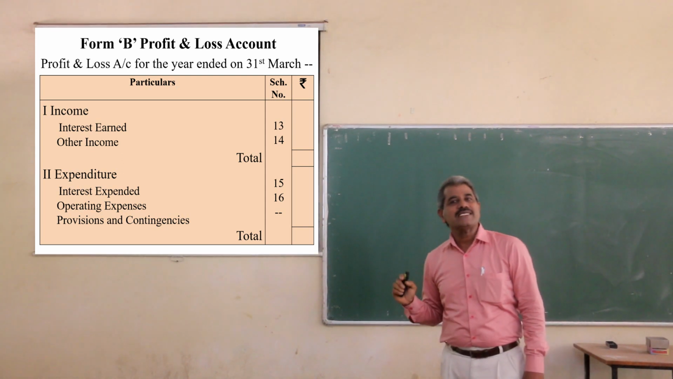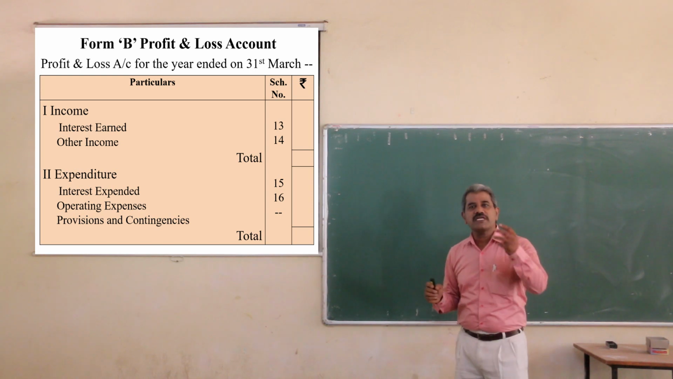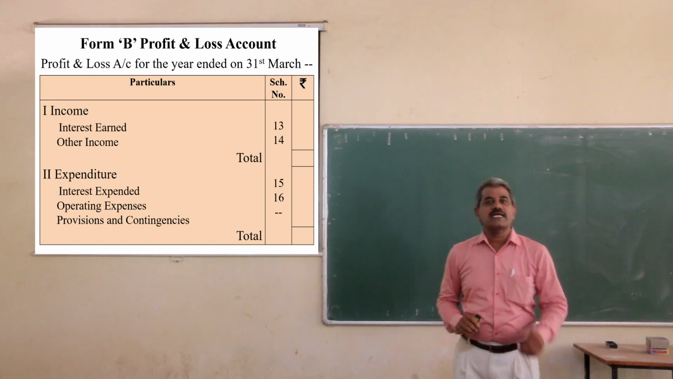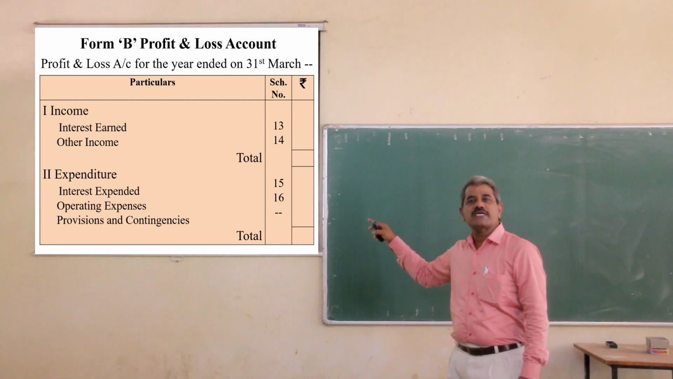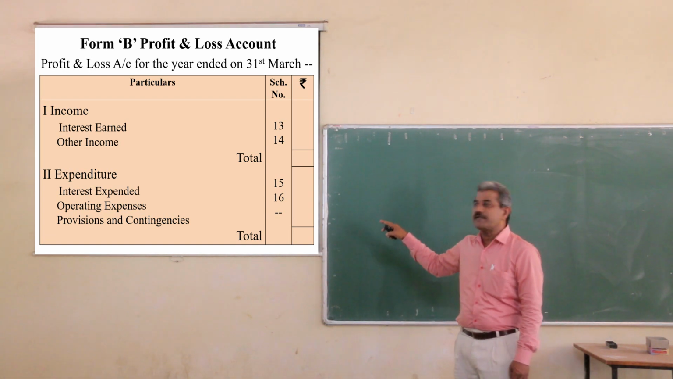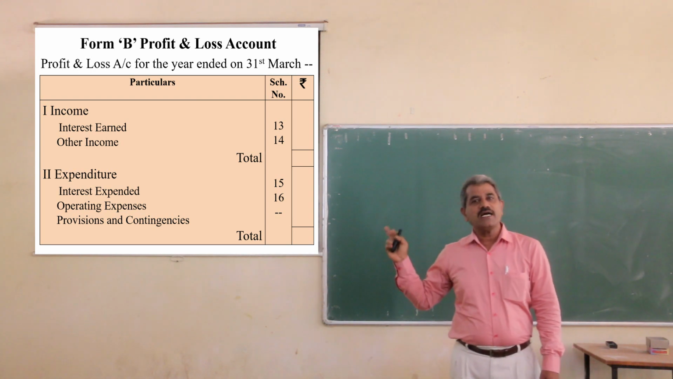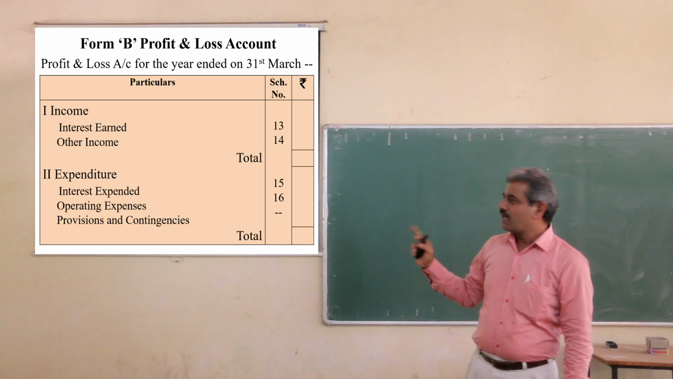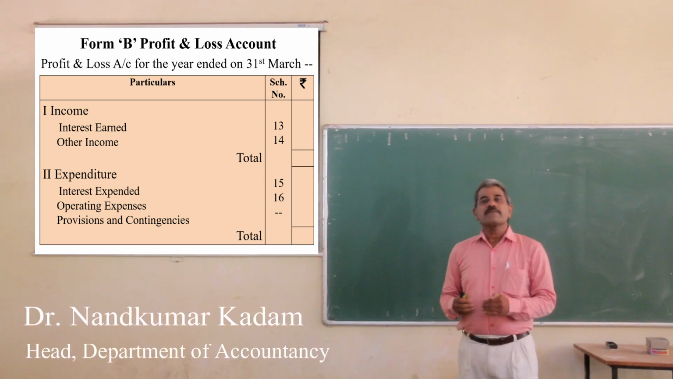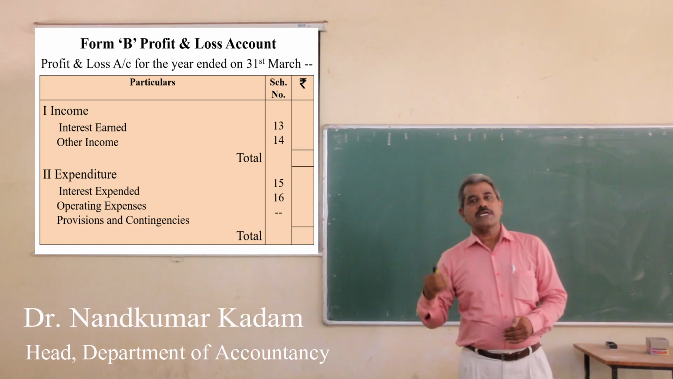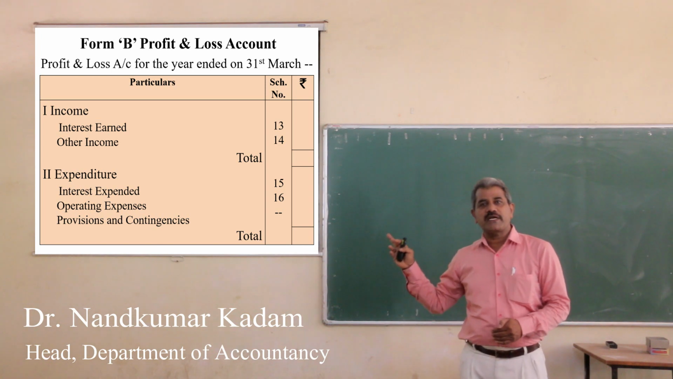The second heading is expenditure. It includes three items: interest expended, the details of which are given in schedule number 15, then operating expenses, the details of which are given in schedule number 16, and provisions and contingencies. Thus, the profit and loss account includes first two headings: income and expenditure.